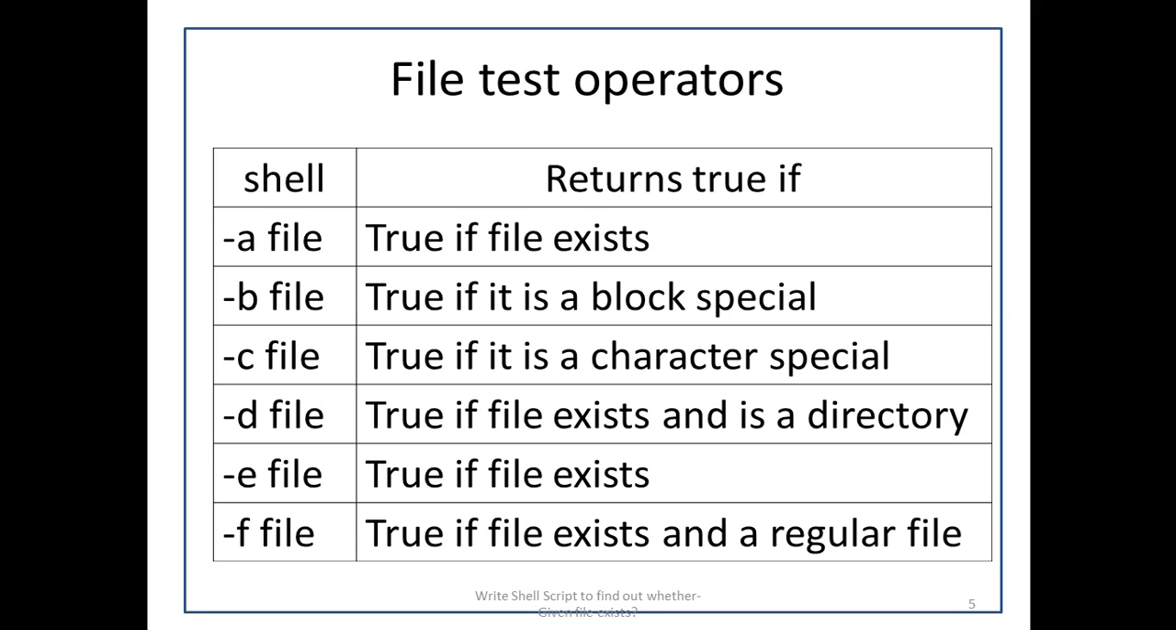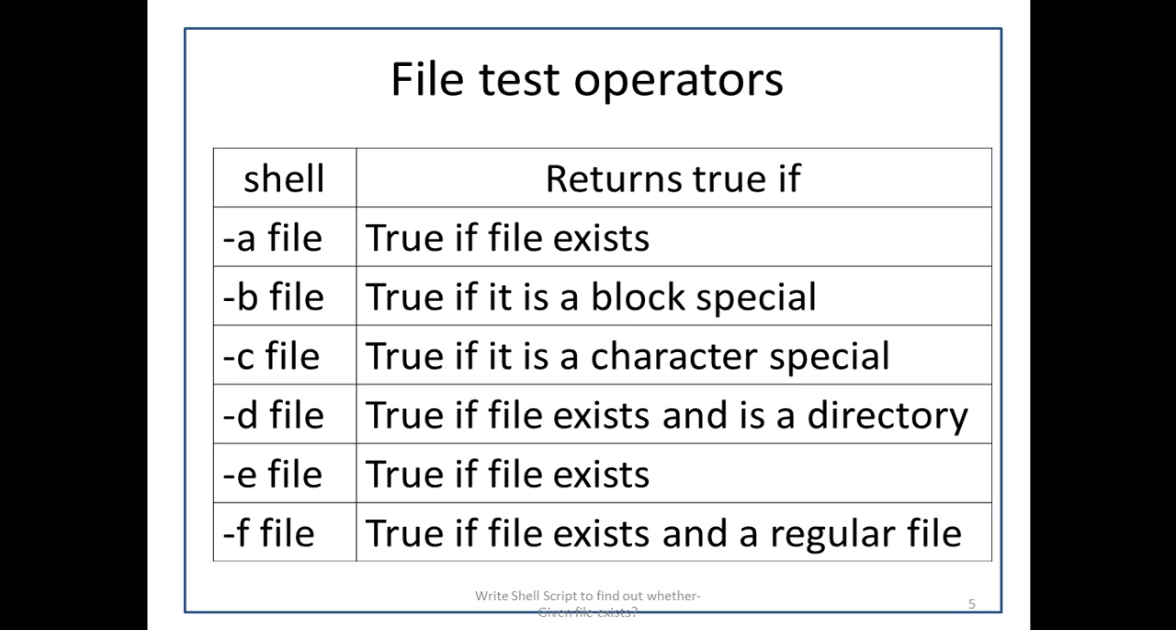These are some file test operators. -a with the name of the file will return true if the file exists. -b and the name of the file will return true if it is a block special file. -c and the name of the file will give us true if it is a character special file. -d and the name of the file will give us true if the file exists and it is a directory file. -e and the name of the file will give us true if the file exists, and -f and the name of the file will give us true if it is a regular file.